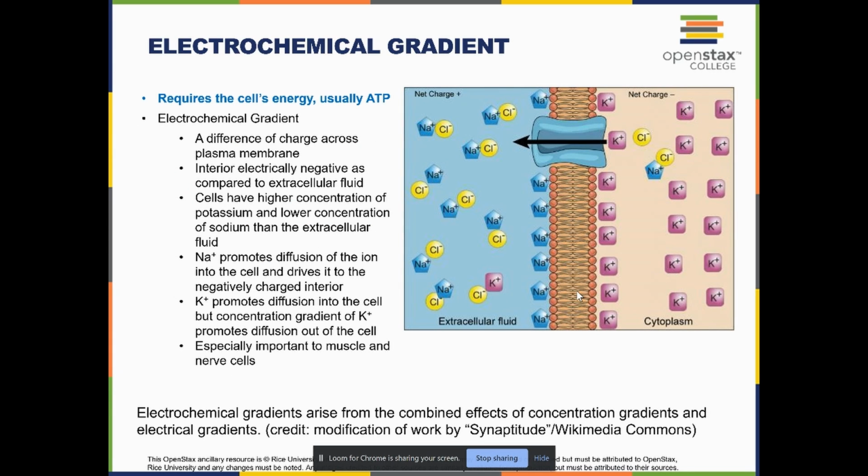A lot of times we use the electrochemical gradient in order to power things like muscle cells and nerve cells. In order to restore certain parts of this gradient, we have to use active transport to move ions like sodium and potassium.